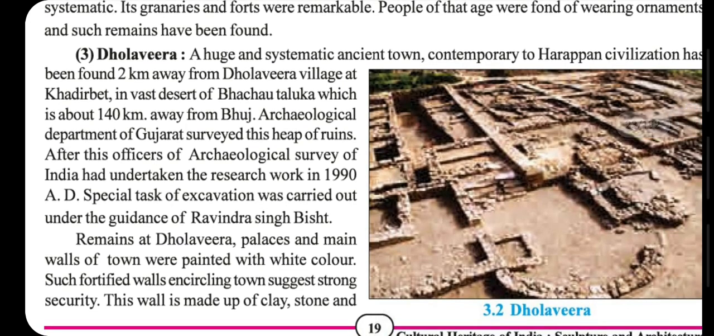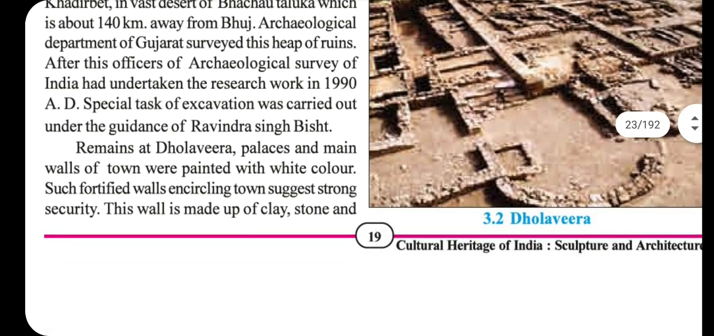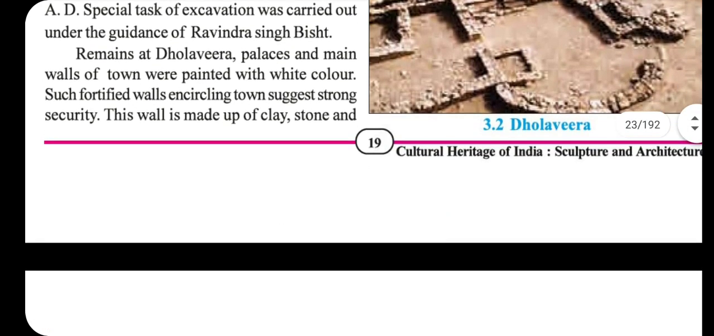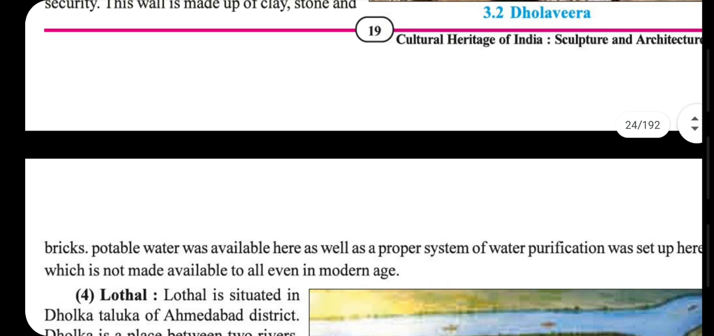Dholavira also had systematic town planning. It is 2 kilometers away from Dholavira village at Khadir Bet and 140 kilometers away from Bhuj. The Archaeological Department of Gujarat surveyed the heap of ruins, because it was in ruins and nothing much could be found out. This was taken care of under the guidance of Ravindra Singh Bisht. At Dholavira, the palaces and main walls of the town were painted white. Such fortified walls encircling the town suggest strong security. The walls were made of clay, stone and bricks. Potable water was available here, with a proper system of water purification.